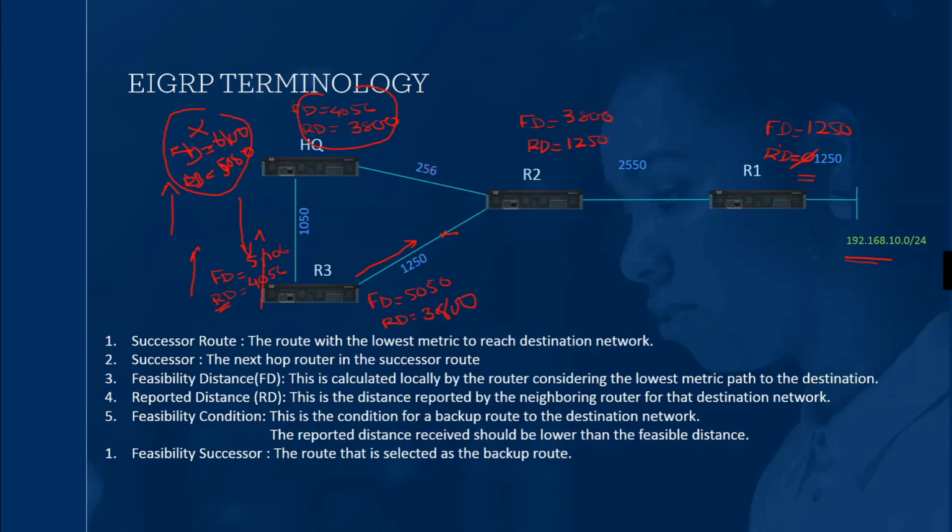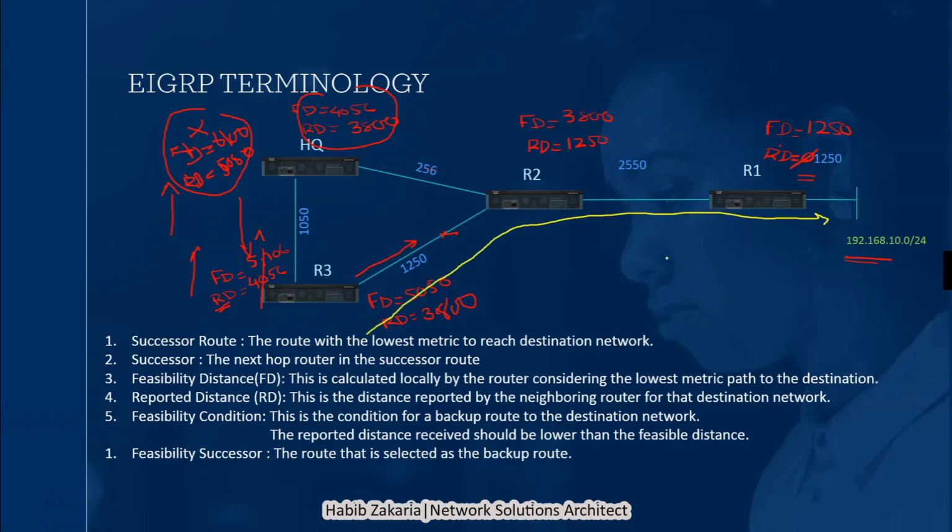So the feasible successor for R3 is going to be through this link going up, and the successor route is through this link. So basically, let me change the color here. The successor route is going to be from here all the way here. That's the successor route. And the feasible successor for R3 will be from here all the way here, right? That's the backup route.